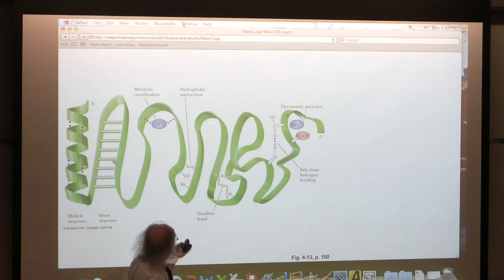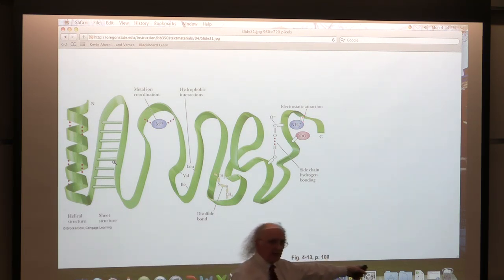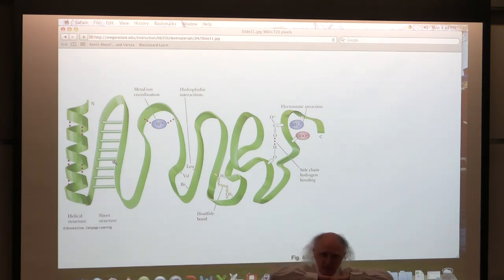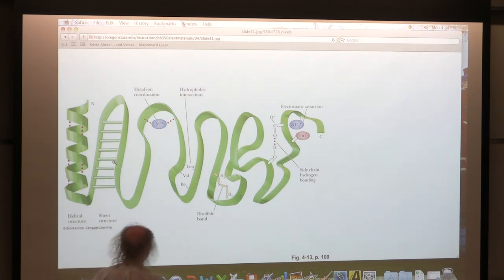Let's jump over here and look at this. Here's a carboxyl, which has a COO minus. And here's an amine group that has an NH3 plus. This is an ionic interaction that can happen, and that can also stabilize a tertiary structure. There are two other forces that can help stabilize it.